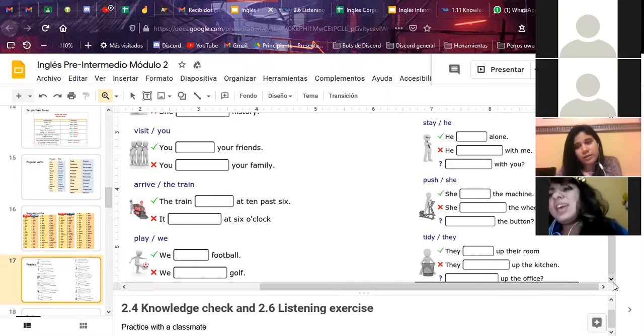What's going to be the negative? They didn't tidy up the kitchen. Very good. And the question. Did they tidy up the office? Very good. Nice. Okay, my friends, do you have any question with this little practice?